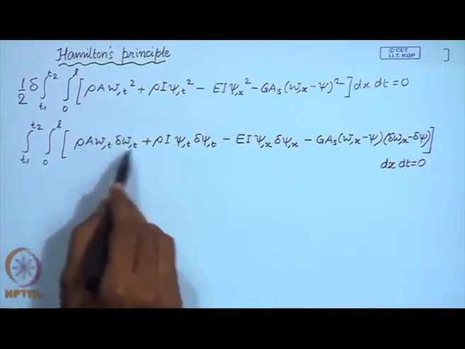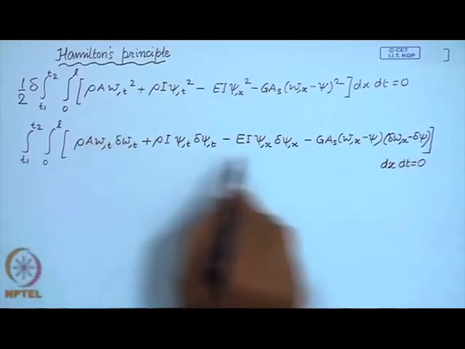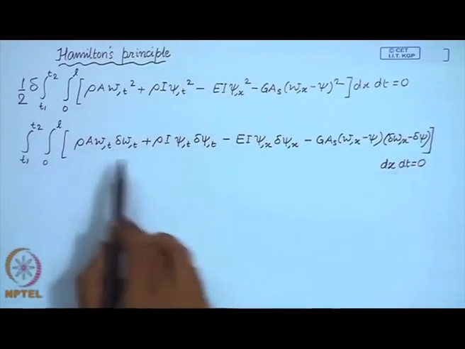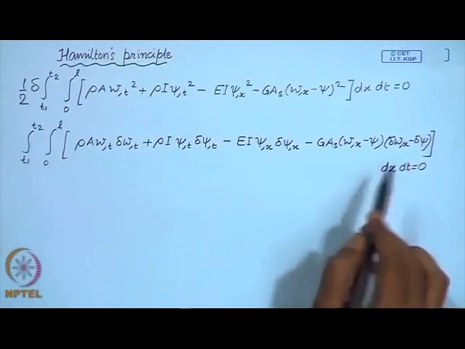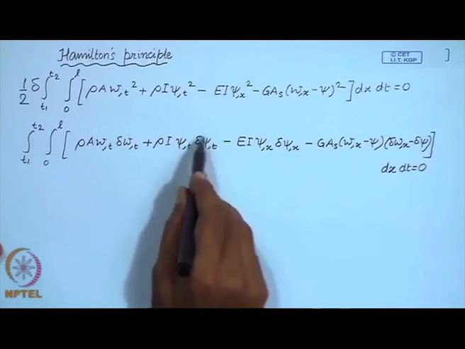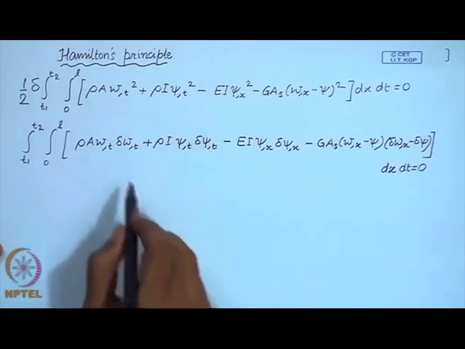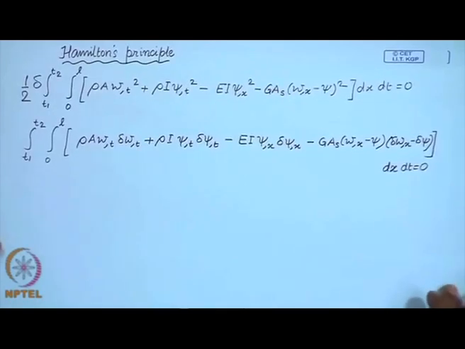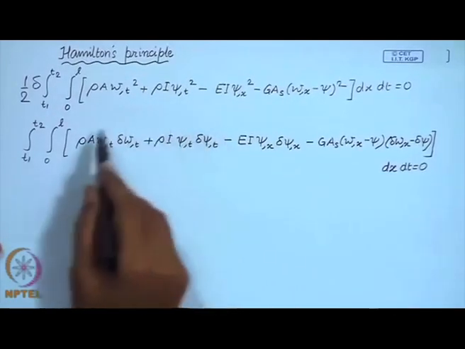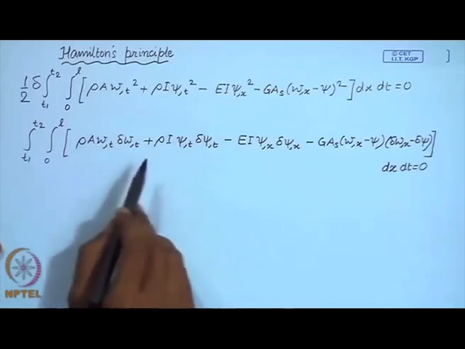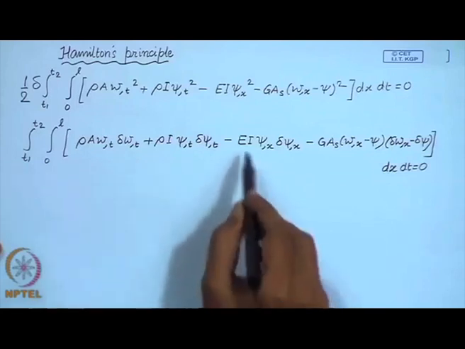Now, we want to take out this variation delta w as common from here. In order to do that, we have to integrate this by parts with respect to time, and this by parts again with respect to time, and these steps we have discussed many times before. So, those terms at T 1 and T 2 must vanish.